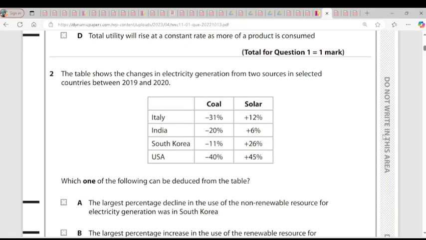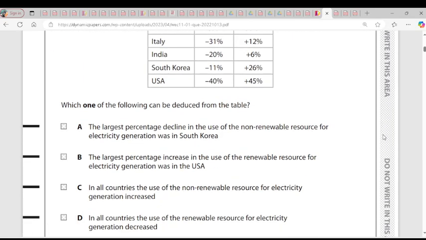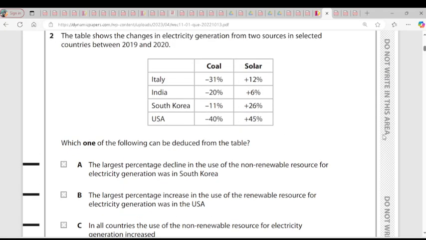Question 2. The table shows the changes in electricity generation from two sources in selected countries between 2019 and 2020. Which one of the following can be deduced from the table? When you look at the table, they're talking about renewable and non-renewable. Coal is non-renewable, but solar is renewable. Renewable resources are resources that can be used and used again. Non-renewable resources get depleted and cannot be used more than once. That's the difference between them.